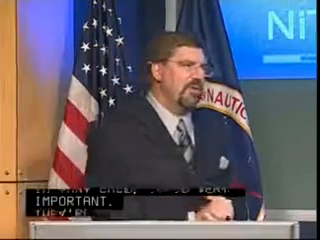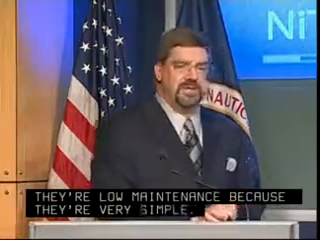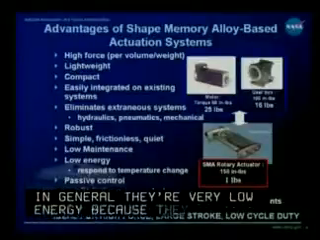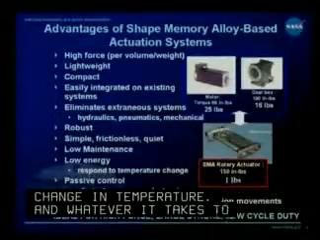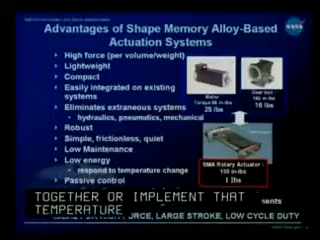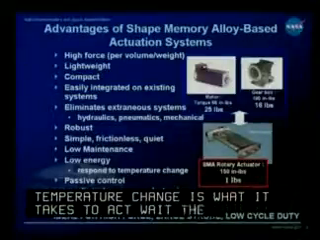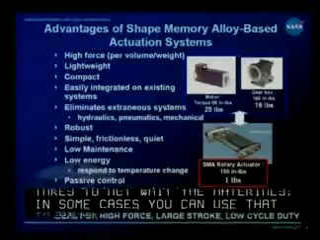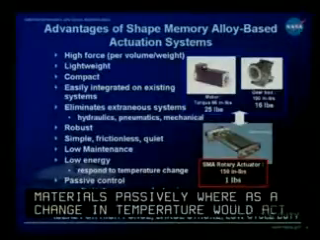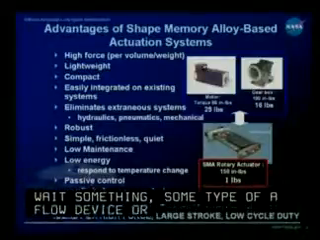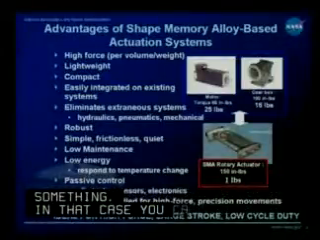In general, they're very low energy because they respond to a change in temperature, and whatever it takes to implement that temperature change is what it takes to actuate these materials. And in some cases, you could use that to your benefit to work these materials passively, where a change in temperature would actuate something, some type of a flow device or a door or something. And in that case, you can eliminate additional things like sensors and electronics from your systems.